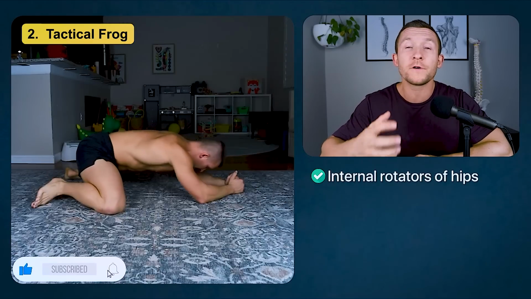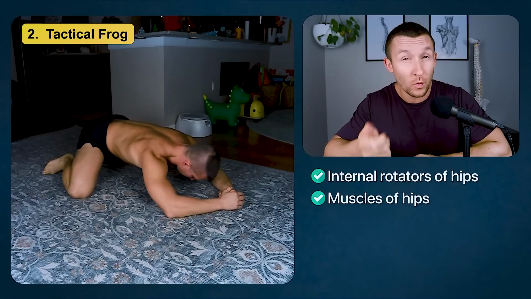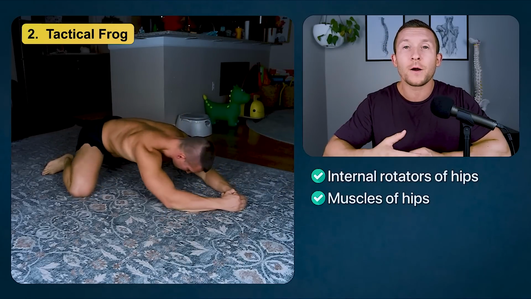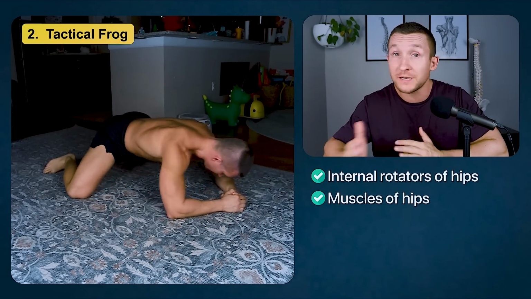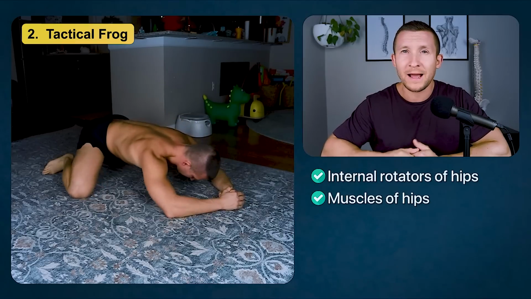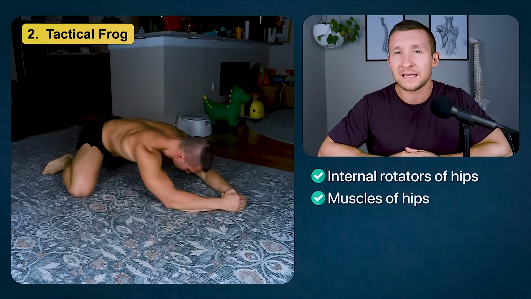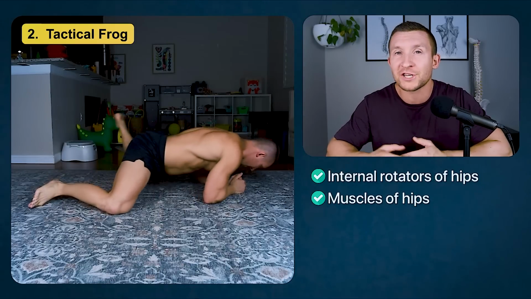This is working the internal rotators of your hip, muscles of your hip, so that we're exposing not only the joint to all of these directions, but we're challenging your muscles in all these directions as well. And you're gonna alternate each hip as you do this back and forth. So sit back and come up and rotate the right, and then sit back and come forward and rotate the left. And this is gonna improve strength and mobility in all directions of your hip.